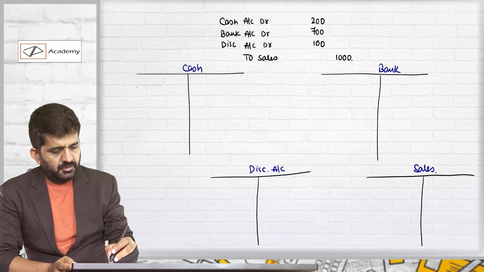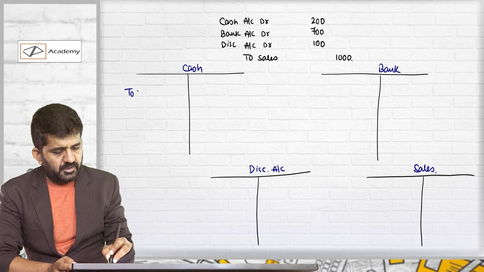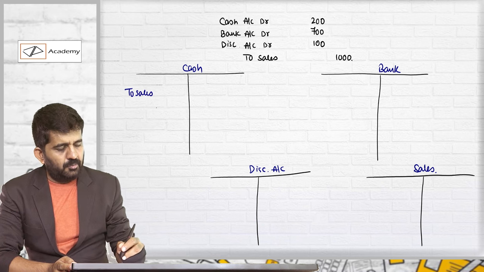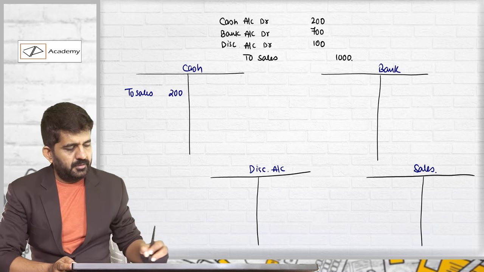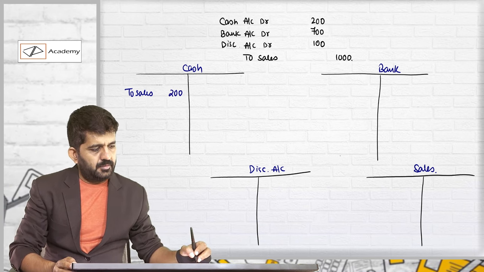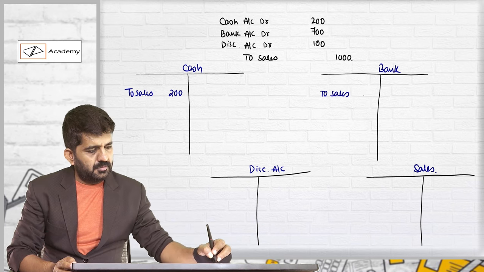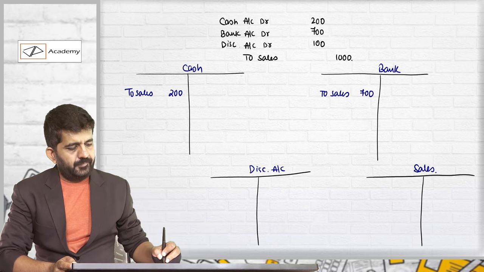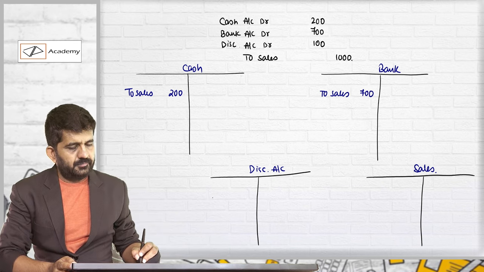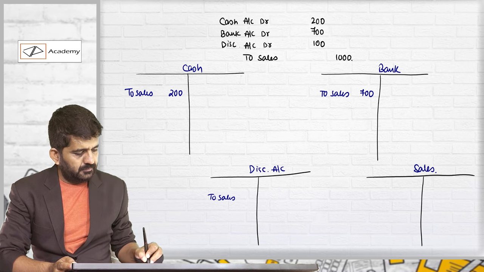Cash account. Debit side. To sale. How much? 200. Bank account. To sale. Debit side. To sale. 700. Discount account. Debit side. To sales. 100.